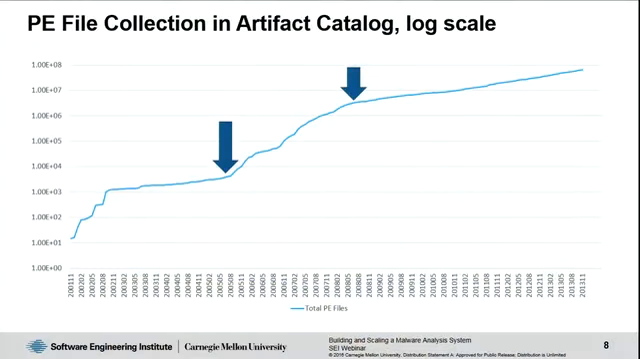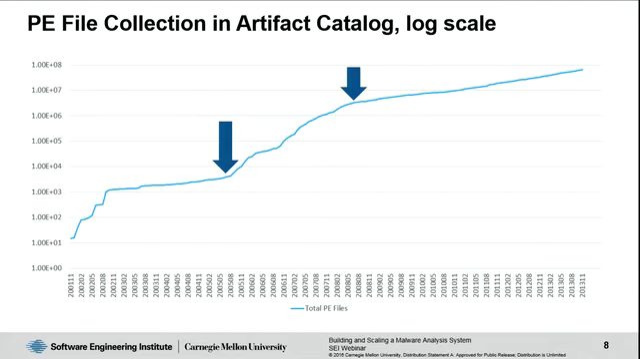This is the same data that was in the previous slide, but it's at a different scale. It's logarithmic, so every step up is actually 10 times more data. The nice thing about this kind of scale is that if you have an exponential growth, it shows up as a diagonal line, and the steeper the slope, the faster you're growing.